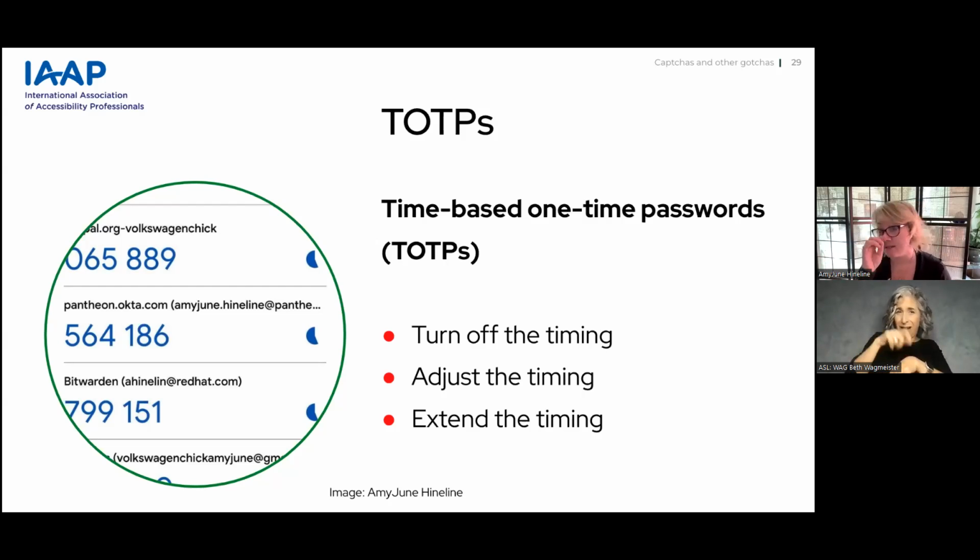You can see in this image that along with the code, there's a timer that's going down to the right side of it. And then when the timer runs out, it's a new code. Sometimes the authenticator applications and messaging apps are not compatible with screen readers. So it's something to think about. And again, to reiterate, turn off the timing, adjust the timing, extend the timing.